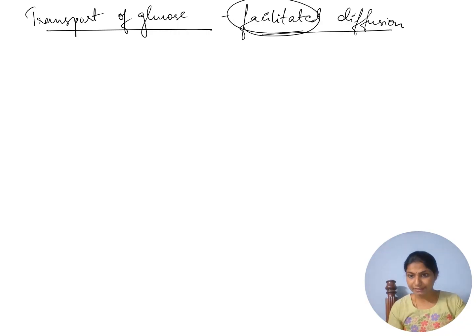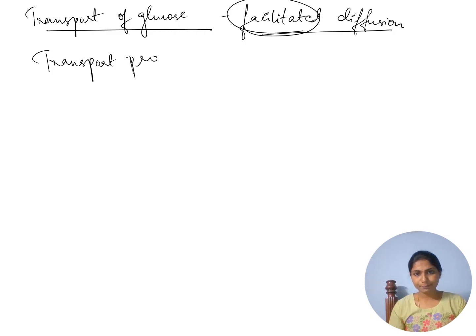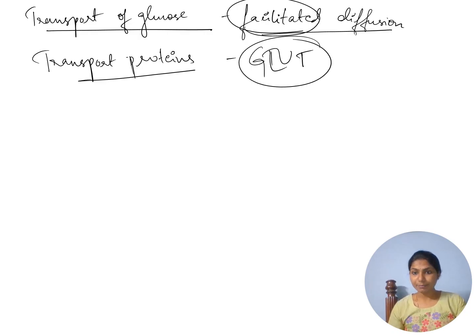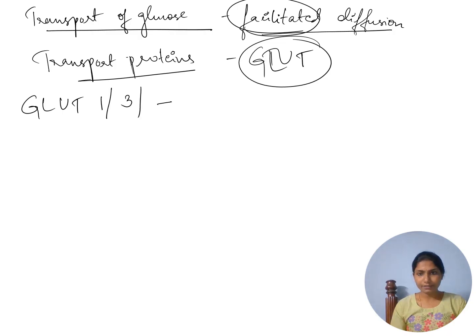And why is it called facilitated, and what is facilitating the transfer of glucose? It is mainly the transport proteins. So what are the transport proteins? We all know that it is the GLUT transporters. GLUT transporters are very much essential, and these facilitate the transfer from the mother to the placenta and from there to the fetus. So what are the transport proteins which are present? It is GLUT1, GLUT3 and GLUT4.